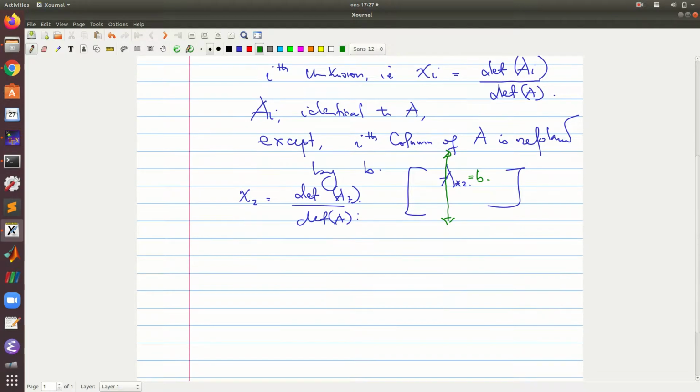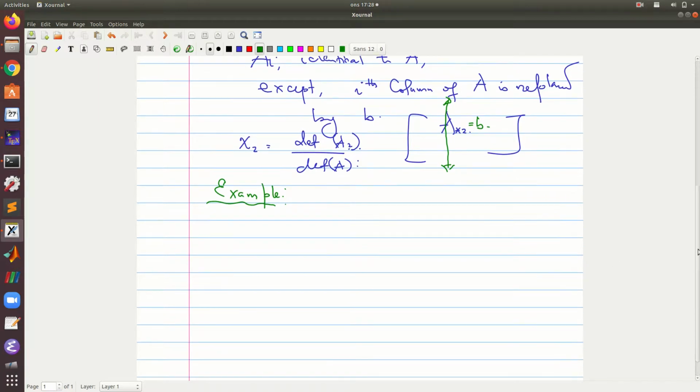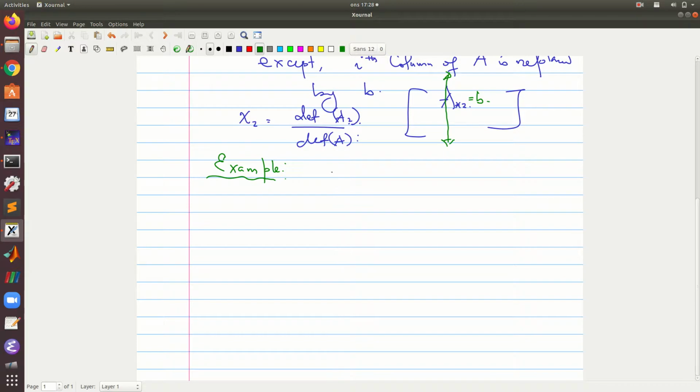Alright, let us look at an example here. What does it say? The example says we want to determine the value of t for which x3 of t, the solution here, which is a function of t, is minimized. We want to find the value of t for which x3, the entry in the third position here, is minimized.